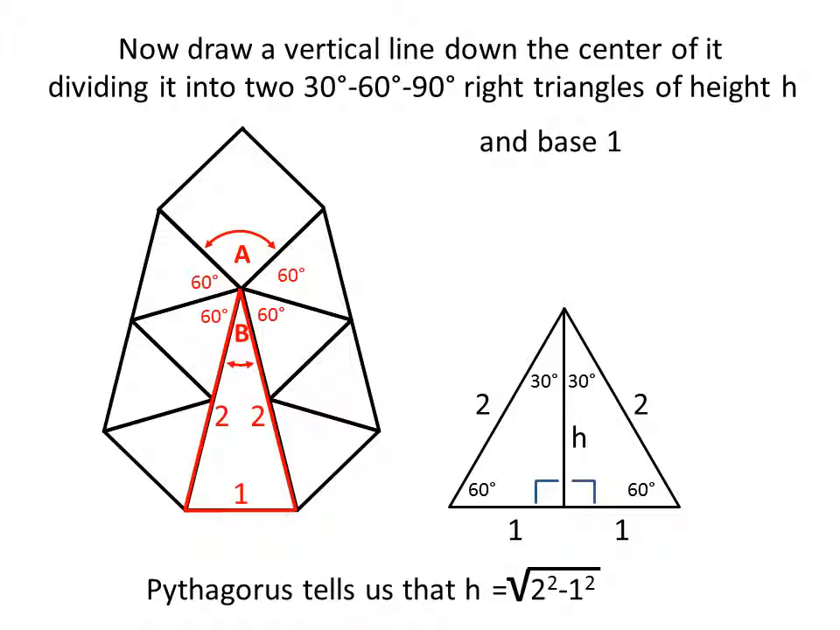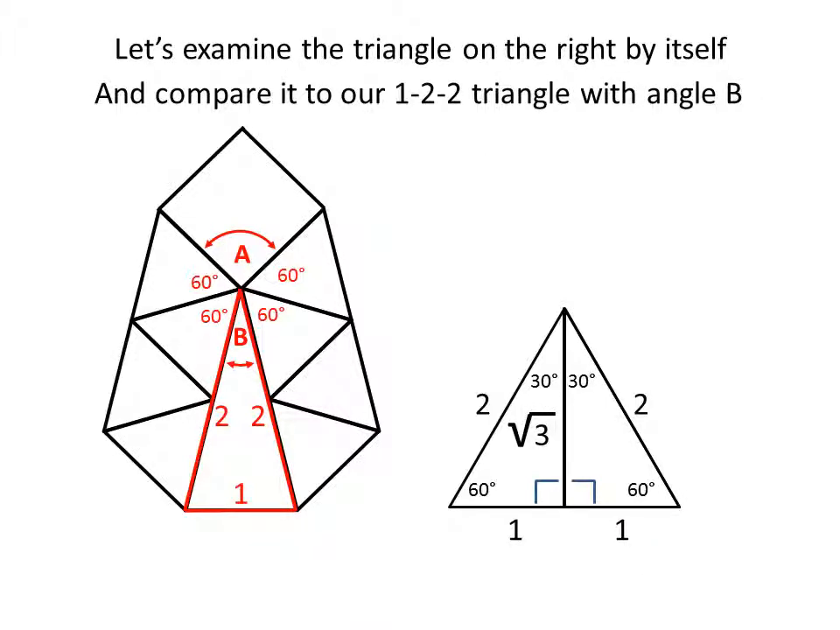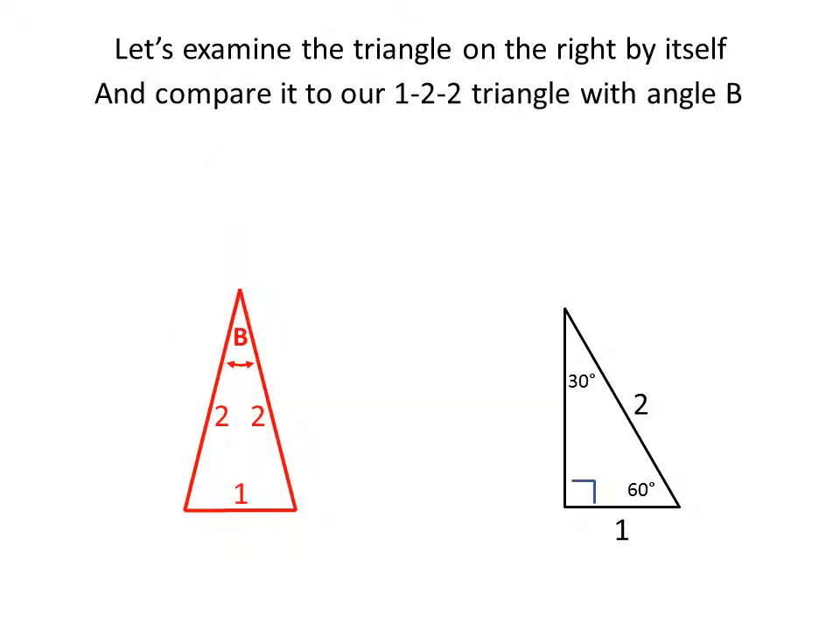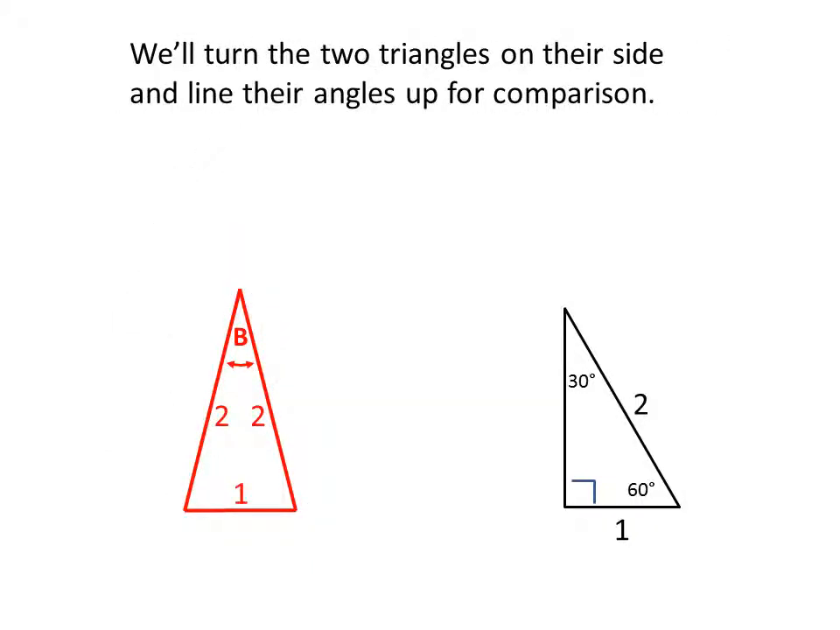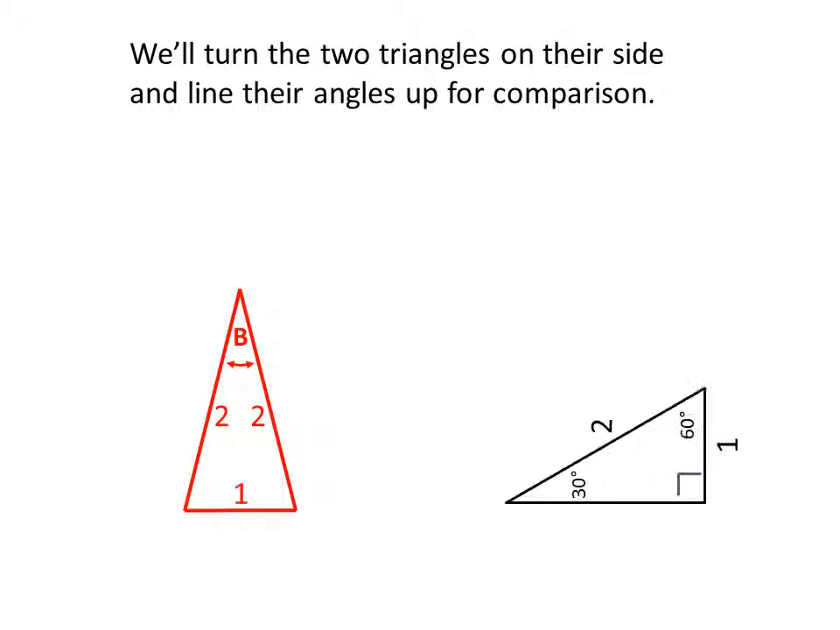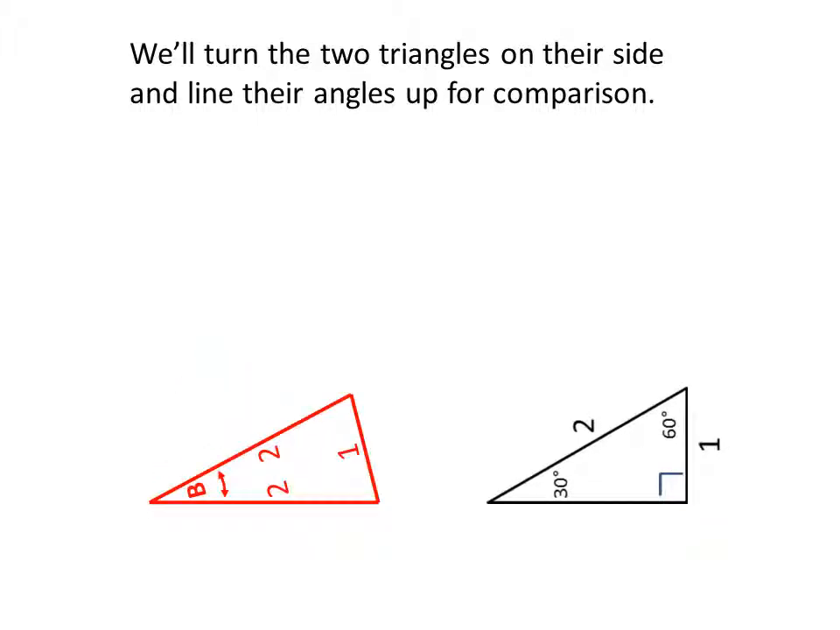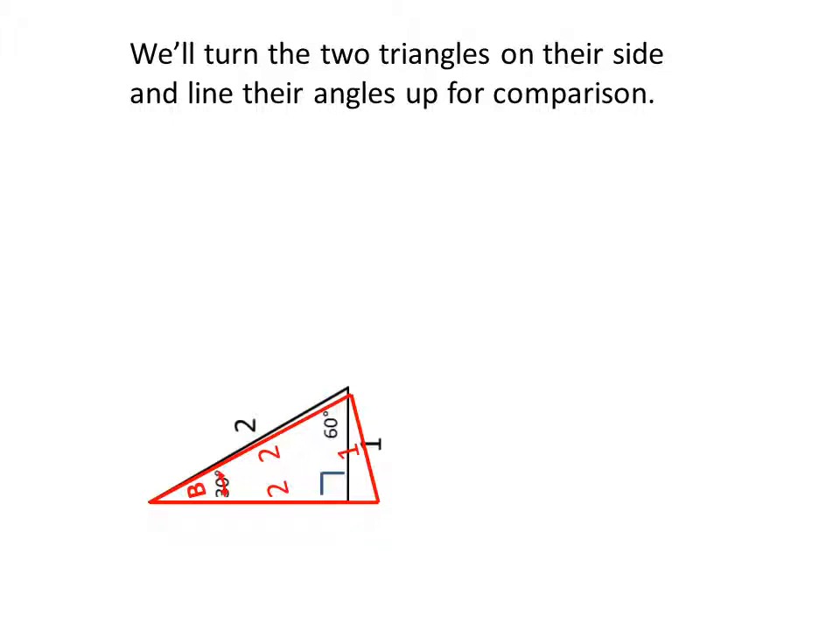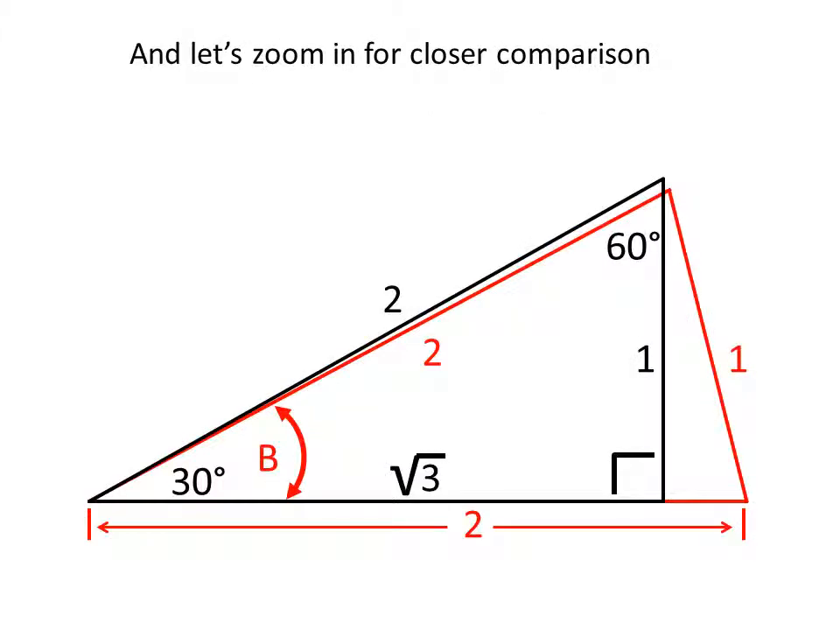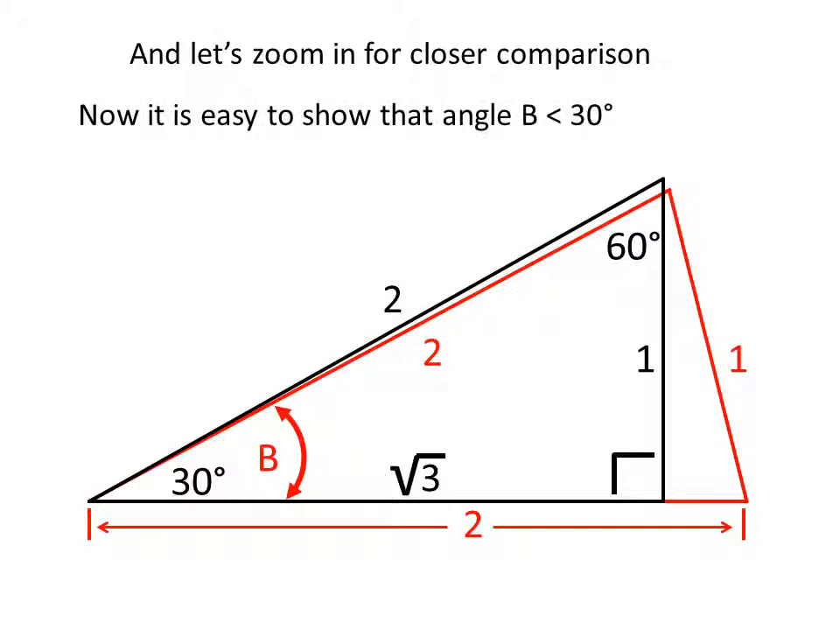Pythagoras tells us that h is equal to the square root of 2 squared minus 1 squared. That's equal to the square root of 3. Let's examine the triangle on the right by itself and compare it to our 1, 2, 2 triangle with angle B. We'll turn the 2 triangles on their side and line their angles up for comparison. And let's zoom in for closer comparison.